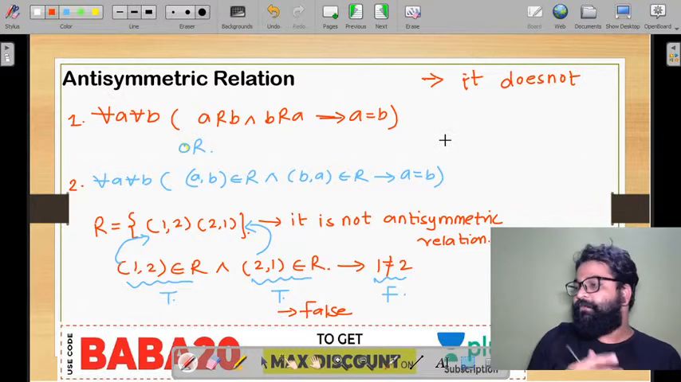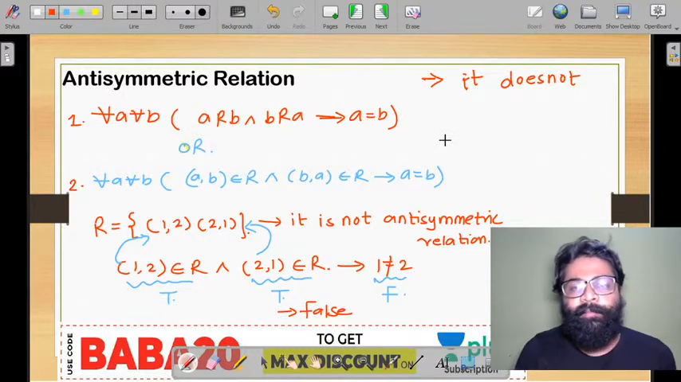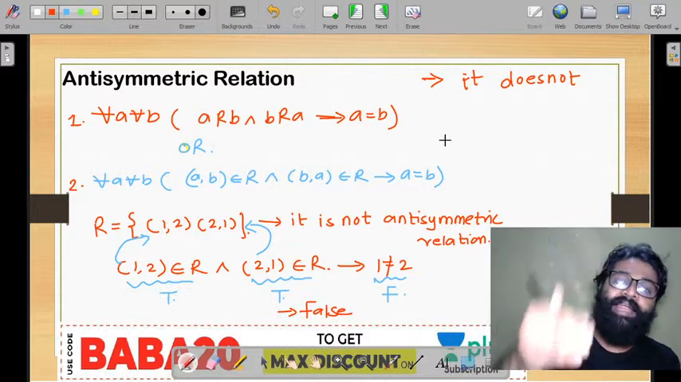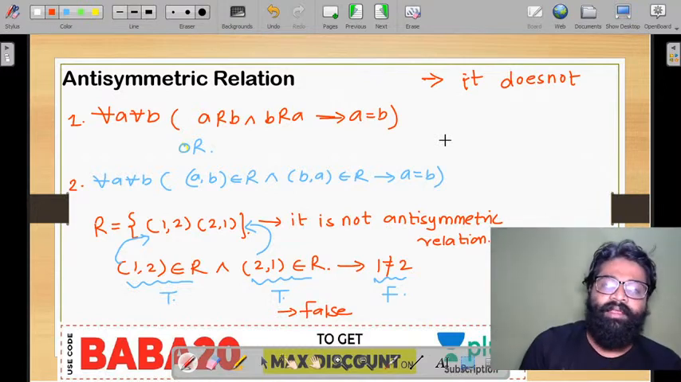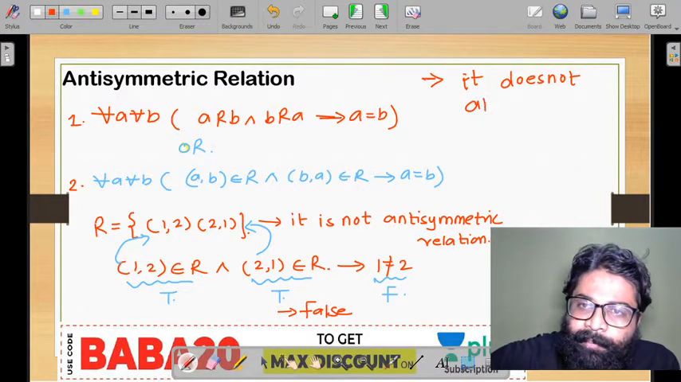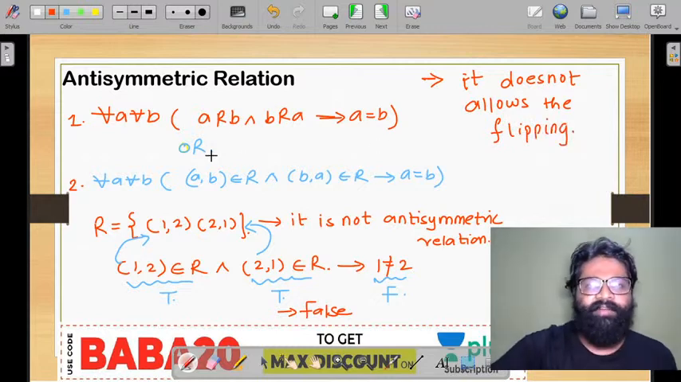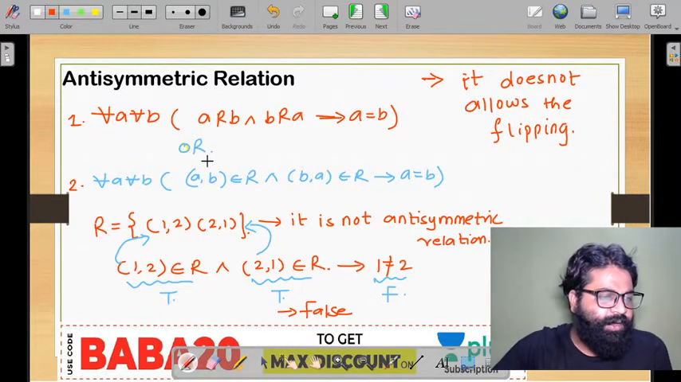Why? Because if it allows the flipping, then what will happen? It will force you to write down the same thing. It will force you to say they are the same, but they will not be the same when there is flipping. So it does not allow the flipping. Please try to understand, either in the form of a mathematical representation.